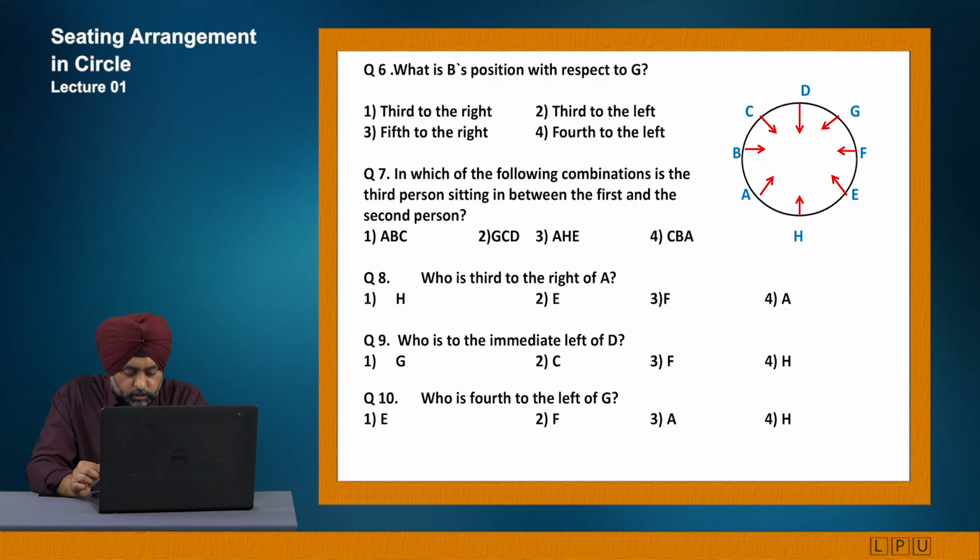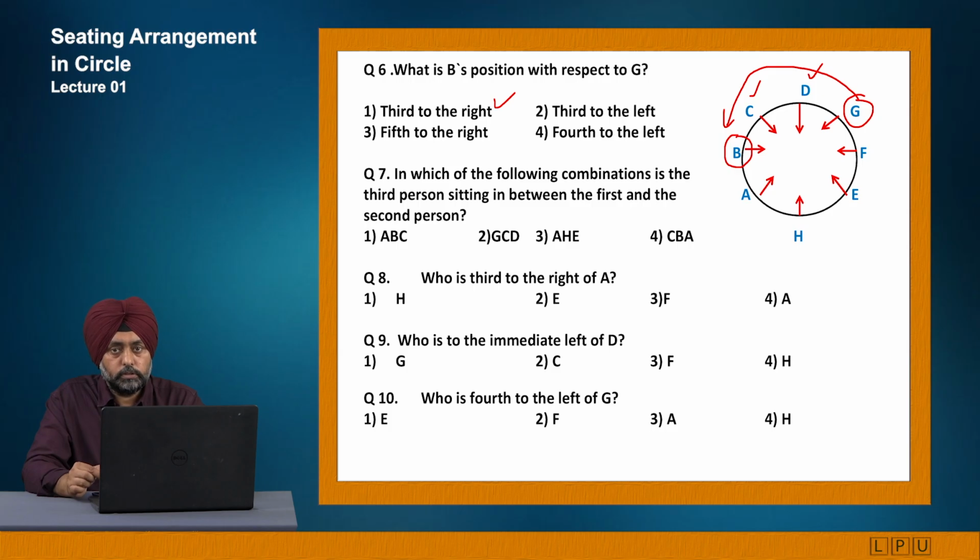What is B's position with respect to G? We have to see the position of B from G. The options are third to the right, third to the left, fifth to the right, fourth to the right. Is it third to the right? From G: first, second, third. Yes, third to the right is right. It is not third to the left, because you have to see the position of B from G.